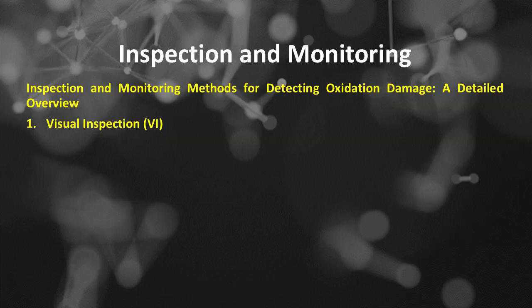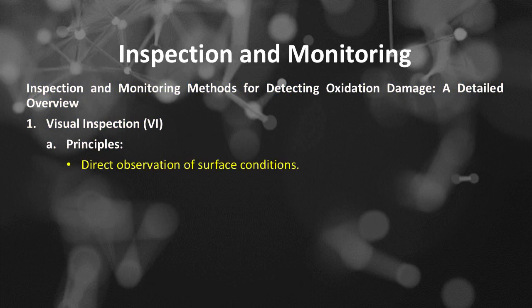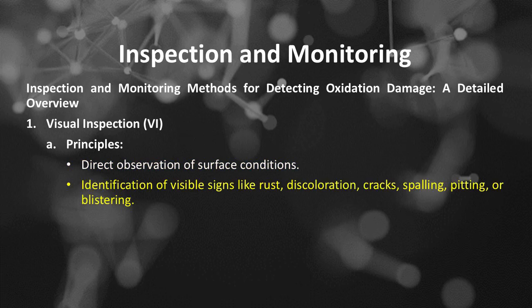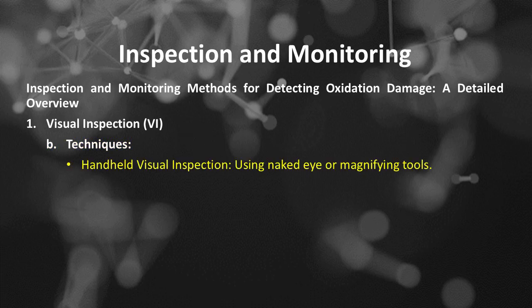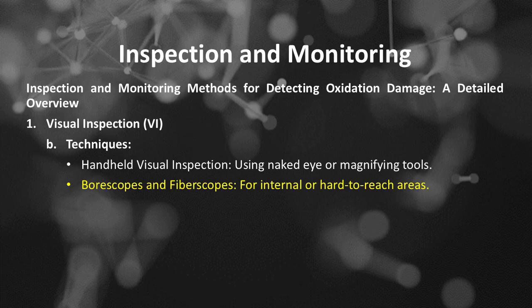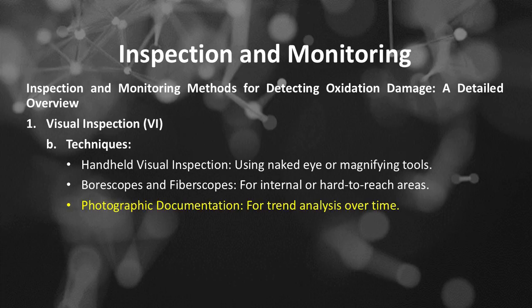Inspection and monitoring methods for detecting oxidation damage. Number 1 is visual inspection, or VI. Visual inspection principles include direct observation of surface conditions and identification of visible signs like rust, discoloration, cracks, spalling, pitting, or blistering. Visual inspection techniques include handheld visual inspection using the naked eye or magnifying tools, borescopes and fiberscopes for internal or hard-to-reach areas, and photographic documentation for trend analysis over time.